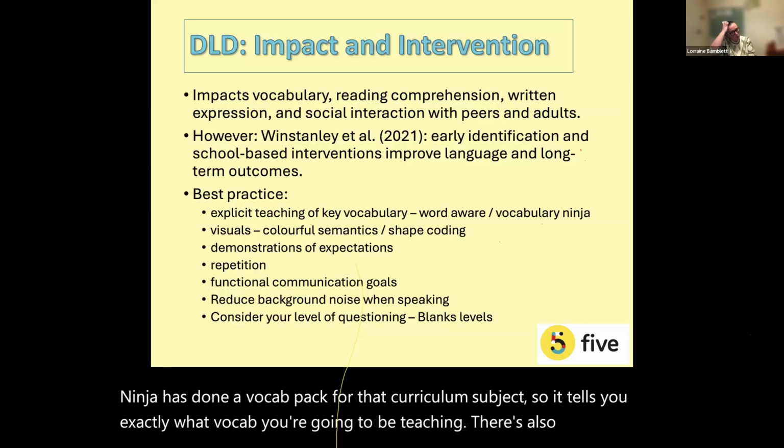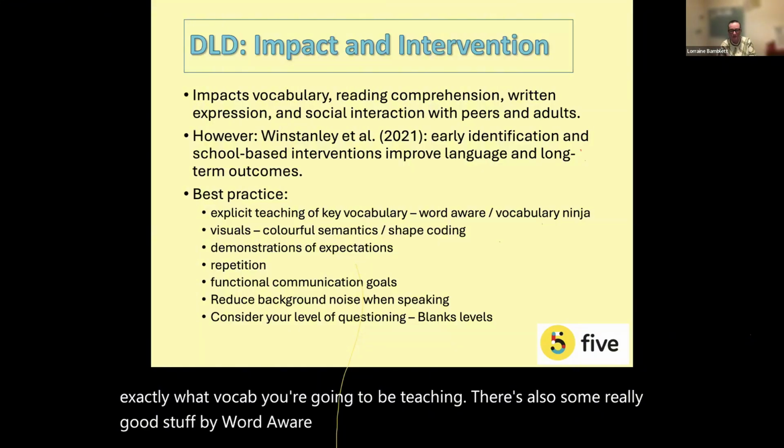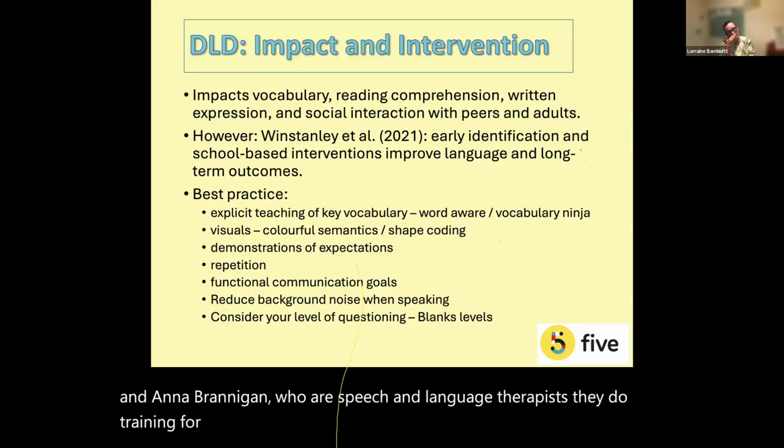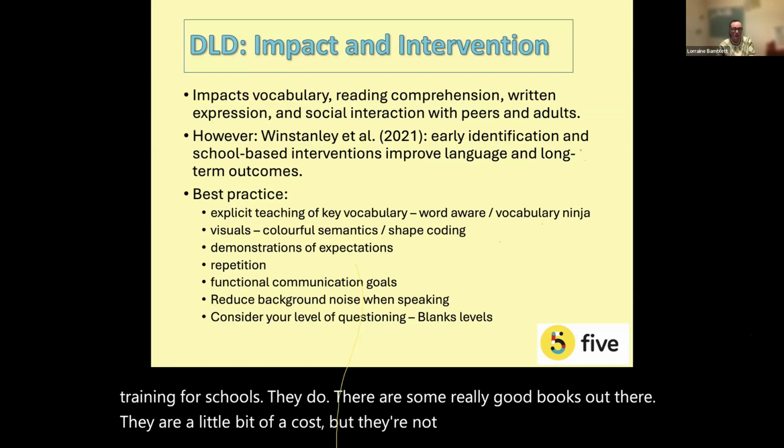There's also some really good stuff by Word Aware, called Words Aware, by Stephen Parsons and Anna Brannigan, who are speech and language therapists. They do training for schools. There are some really good books out there. They are a little bit of a cost, but they're not expensive.